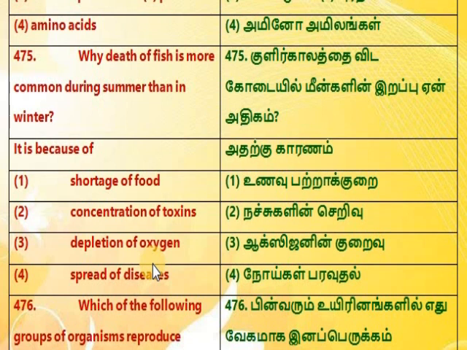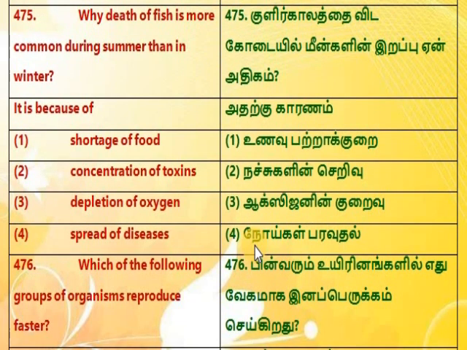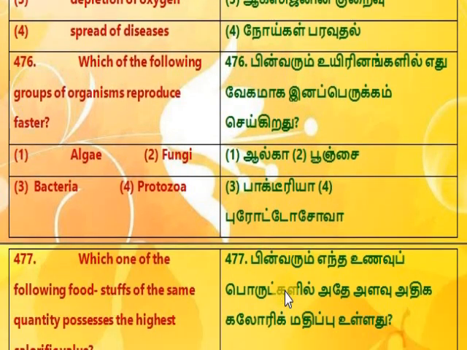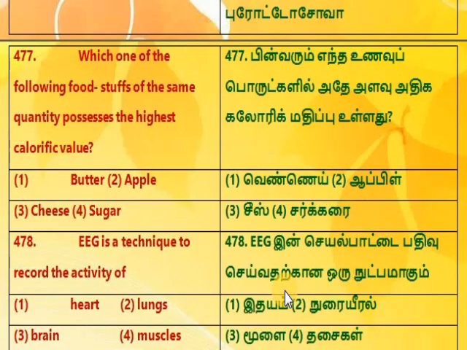475 Why death of fish is more common during summer than in winter? It is because of 1. Shortage of food. 2. Concentration of toxins. 3. Depletion of oxygen. 4. Spread of diseases. 476 Which of the following groups of organisms reproduce faster? 1. Algae. 2. Fungi. 3. Bacteria. 4. Protozoa. 477 Which one of the following foodstuffs of the same quantity possesses the highest calorific value? 1. Butter. 2. Apple. 3. Cheese. 4. Sugar.